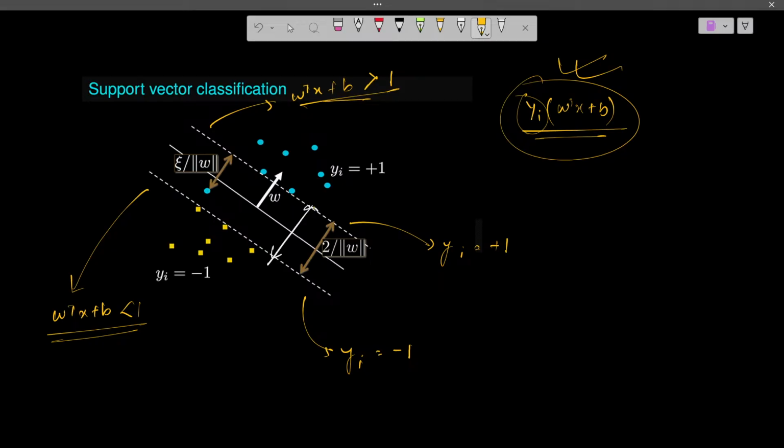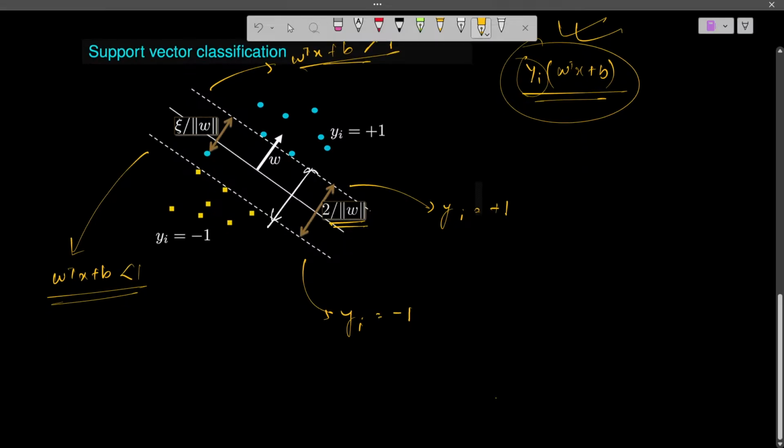Okay, so with this formula, this distance is basically 2 upon mod w, and there is a very easy proof. I will show you all of this, but just let me learn it first, and I will do it today or tomorrow. Yeah, this distance is 2 upon mod w, and this is slack.